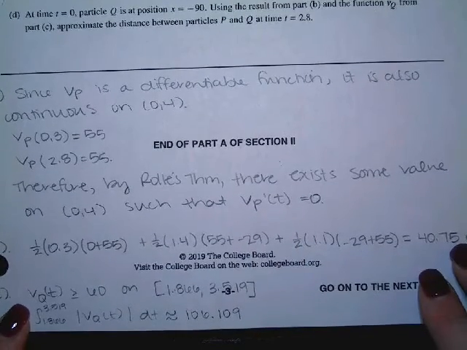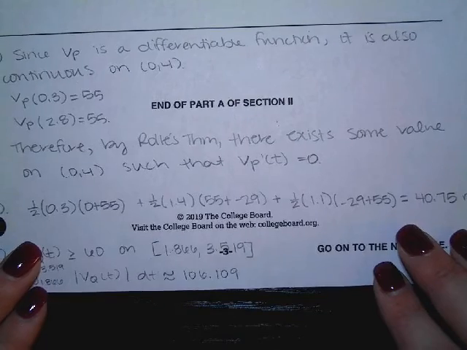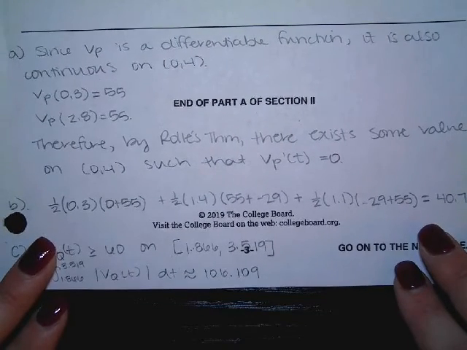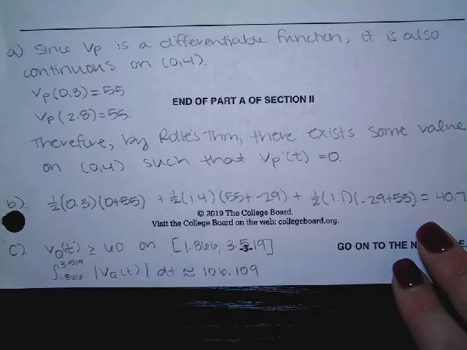The next one just says to use the trapezoidal sum, and they tell you what intervals they want you to use already, so it's really just a matter of getting those written down and then getting the answer. Is that the one you guys all said you did? 2019 B was good? Okay.